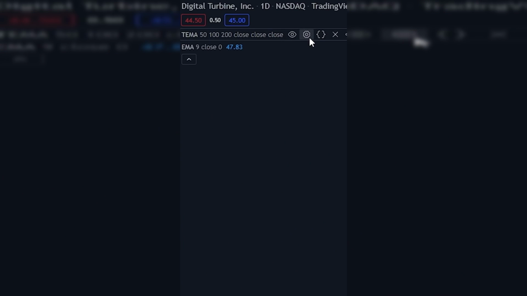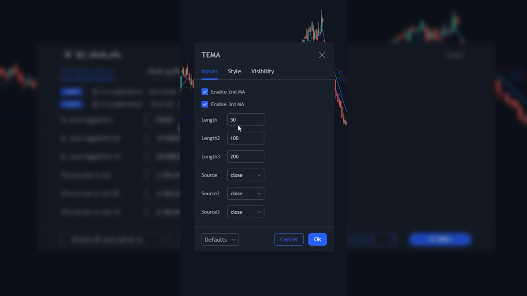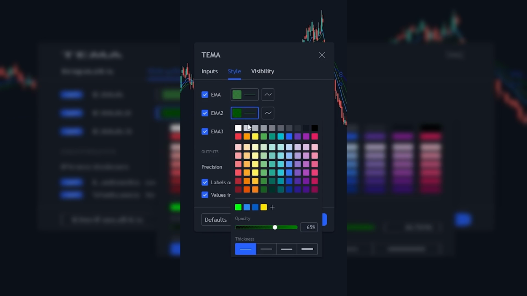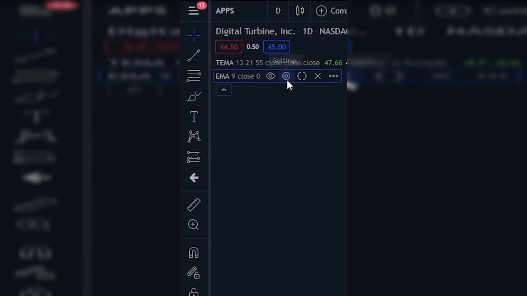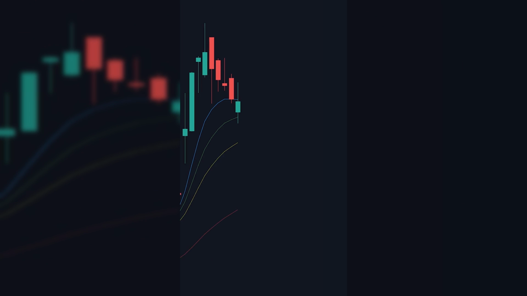Click the settings for the triple moving average, change the lengths to the following: 13, 21, and 55. Then I'm also going to change the colors for simplicity's sake. Then I'm going to go to the settings of the exponential moving average and change the length to 8. The strategy is simple. You're going to have 4 lines on your chart: the 8, 13, 21, and 55.